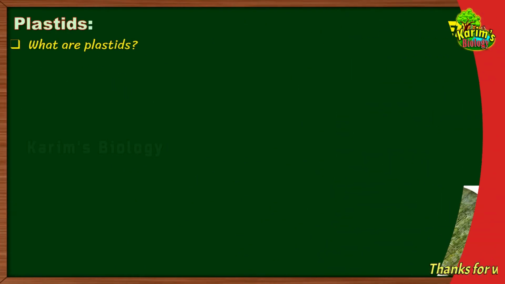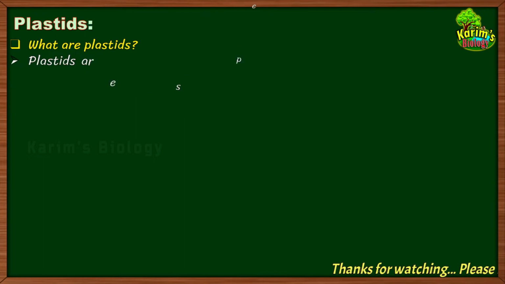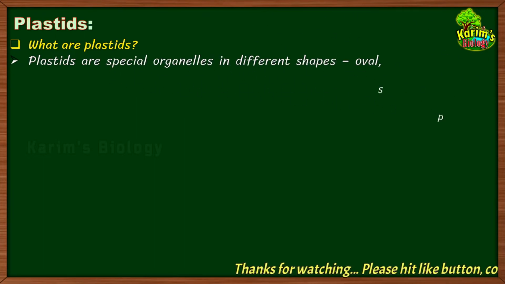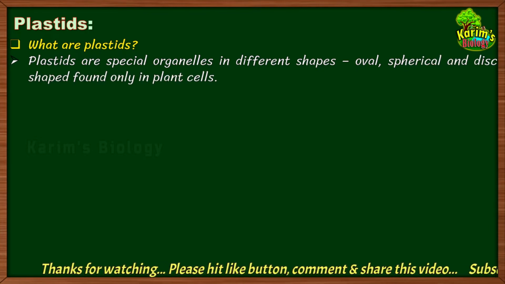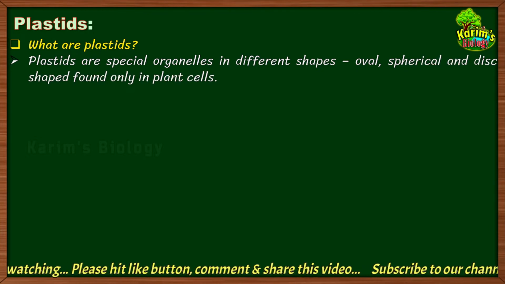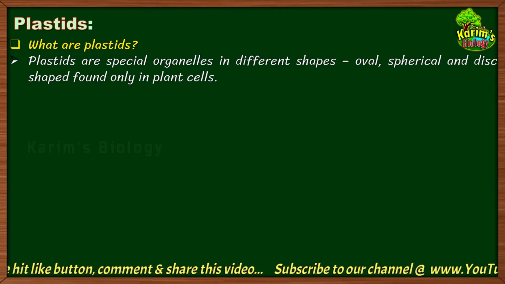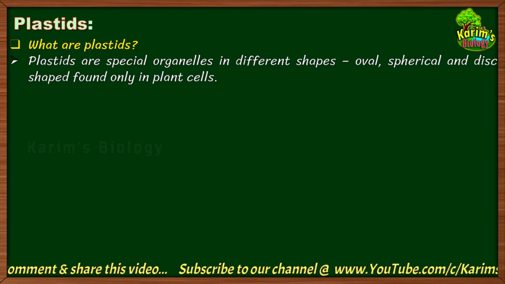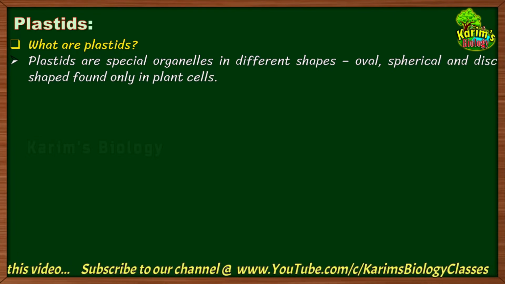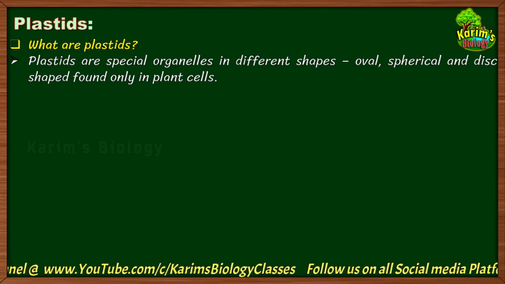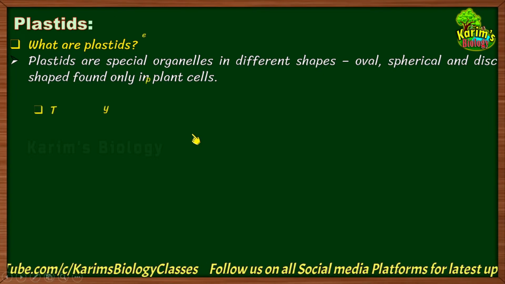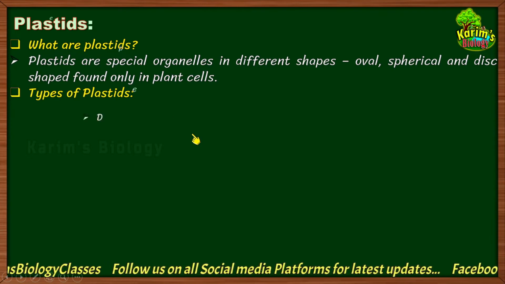First of all, let us know what plastids are. Plastids are a special type of organelles which come in different shapes. They may be oval shaped, spherical shaped, or disc shaped. But one important thing about plastids is that they are found only in plant cells and they are absent in animal cells. Now let us see what the different types of plastids are.